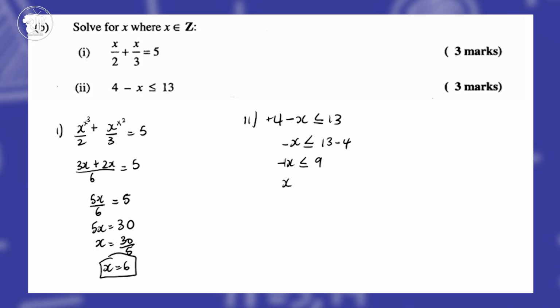So here's the thing, whenever you're at this step and you have to now either multiply or divide by a negative, what you will do to make this inequality true, you will flip it around. So instead of less than or equal to, it will become more than or equal to 9 divided by negative 1. Hence x would be greater than or equal to 9 divided by negative 1, which is negative 9. And that would be my answer for this question.